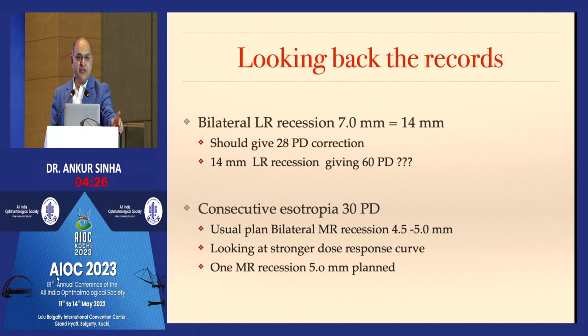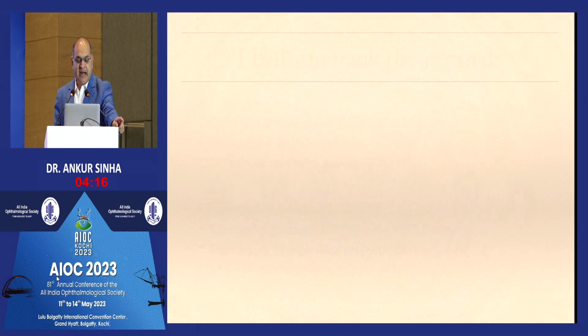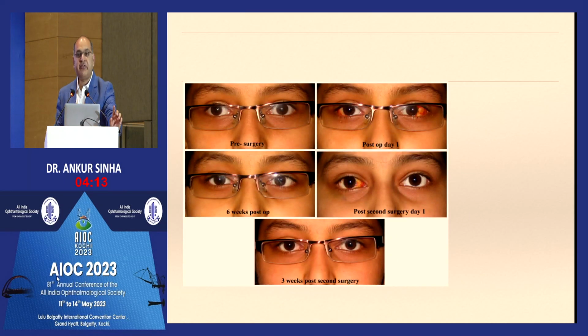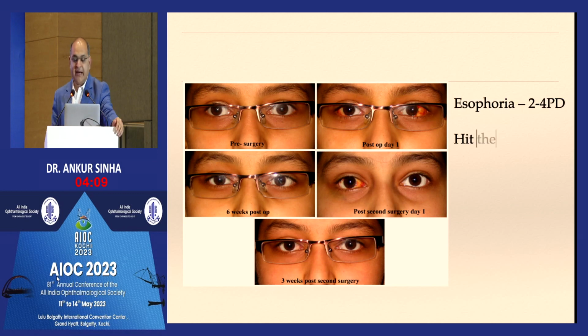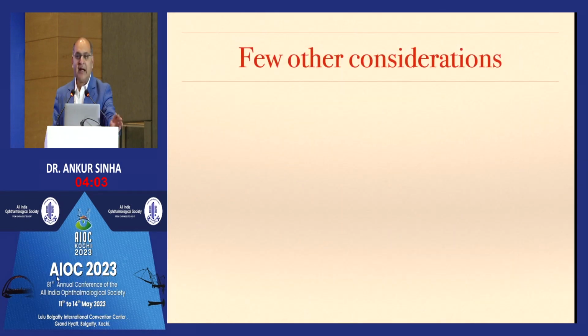So this is a consecutive esotropia, and for a normal esotropia of 30 prism diopters, I would have planned bilateral MR recession by 5 millimeters. But in this case, since the dose response was nearly doubled, we just planned with one MR recession of 5 millimeters, and the patient is absolutely controlled, absolutely well aligned with the esophoria of 2 to 4 prism diopters. So such calculations can only be done when the surgeon's factors are known and the patient factors are there, which are in front of you.